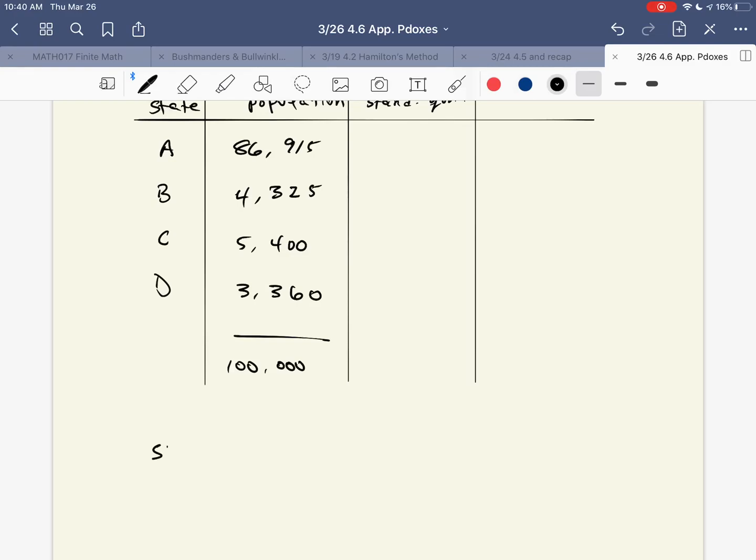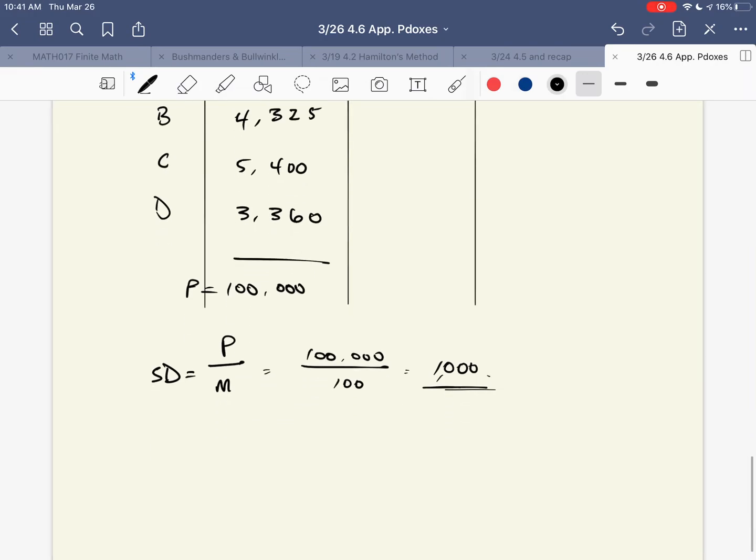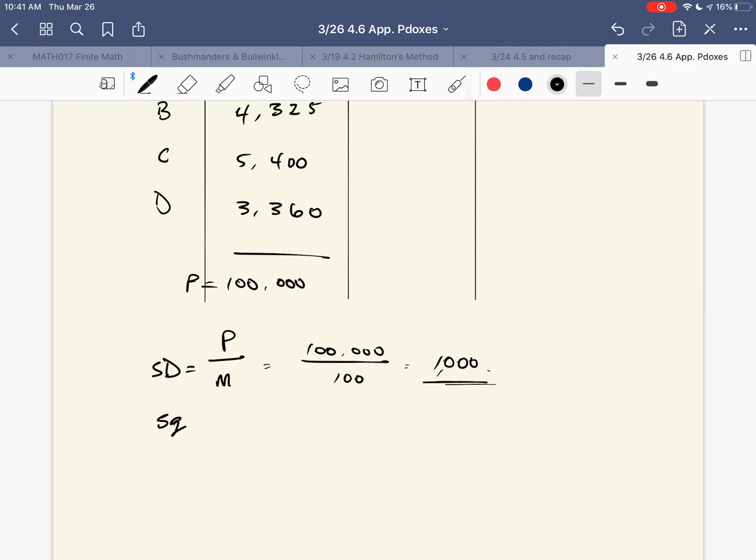Okay. So now, how are we going to calculate the standard quota? Remember, first we need to find the standard divisor. It is the total population over the number of seats. So remember, this is P. Total population there is 100,000. So this is 100,000 divided by 100 seats, which gives us a standard divisor of 1,000.